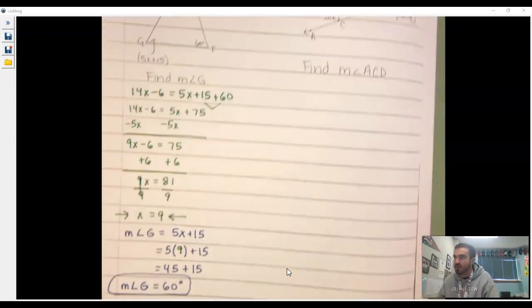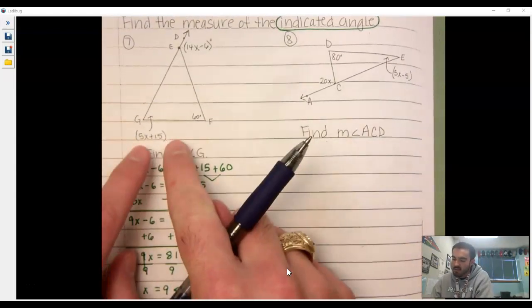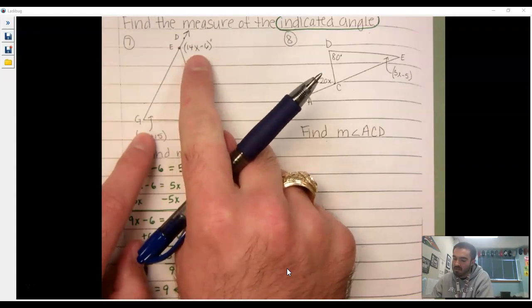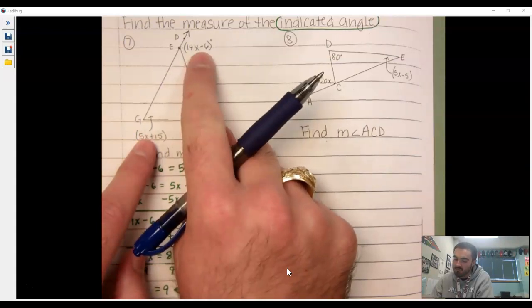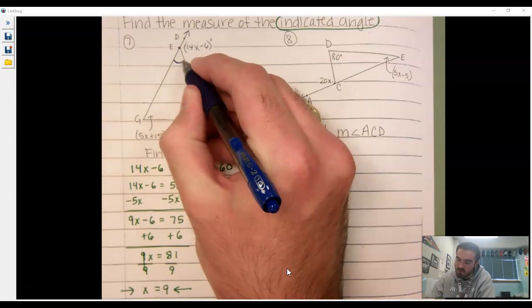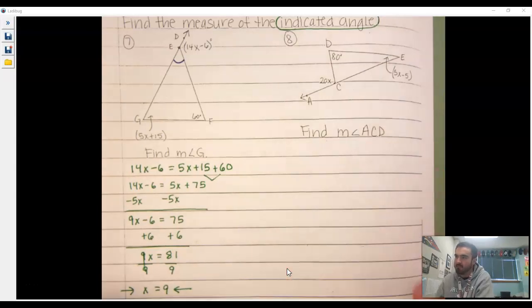Now, if we checked our work here, if we found what this plus this would be 180, and if we found that 60 plus 60 plus this angle should all equal 180 degrees as well, that would be a way that we could check our work. I'll do that on number 8.